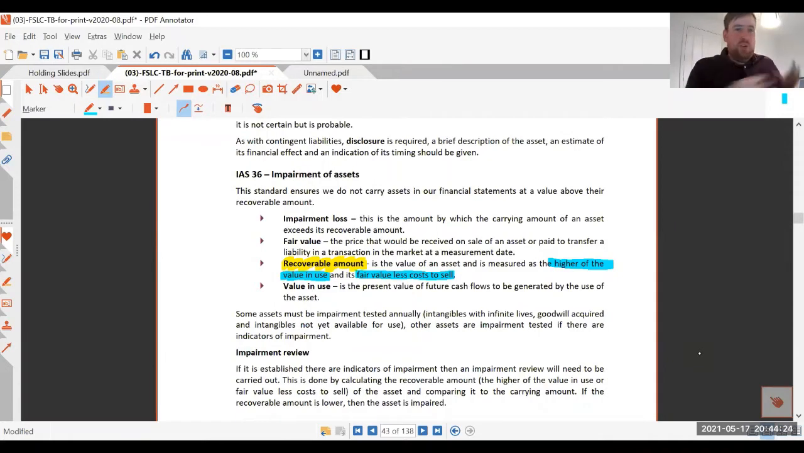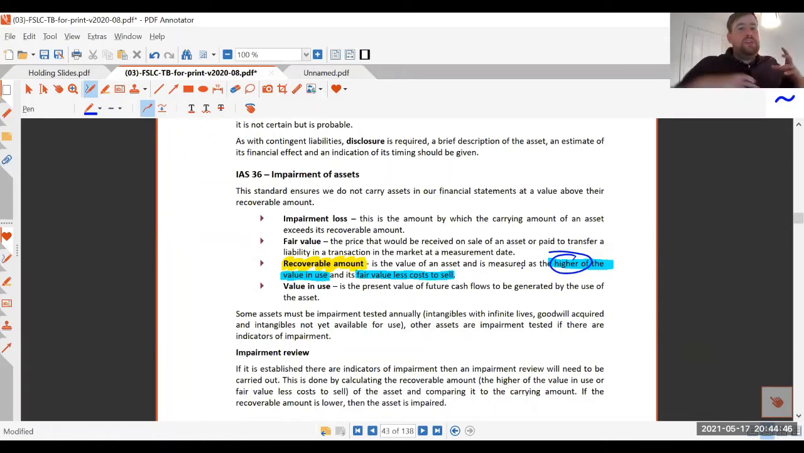If it's not going to generate all that much if we kept it, but if we flog it right now, we can turn a nice little profit on it, you'd do that instead, right? Think about it logically from that position of, do we keep it, do we sell it? And you pick whichever one is higher for that recoverable amount.